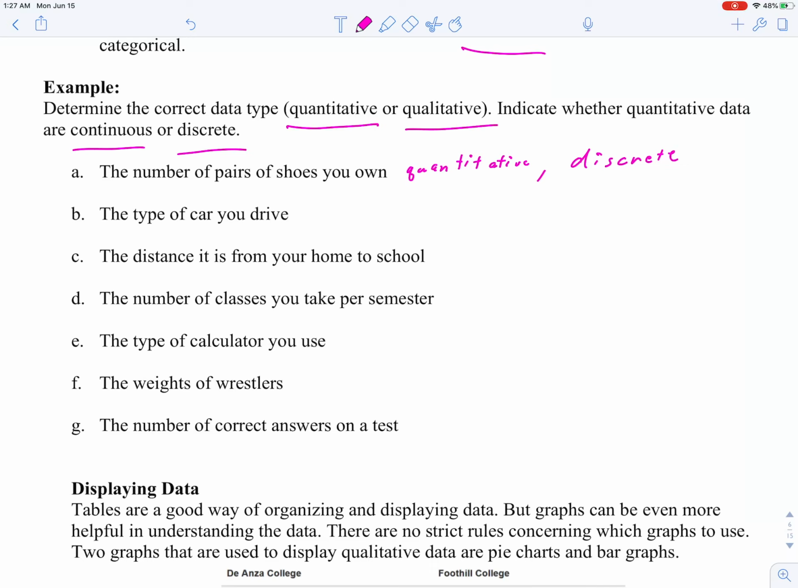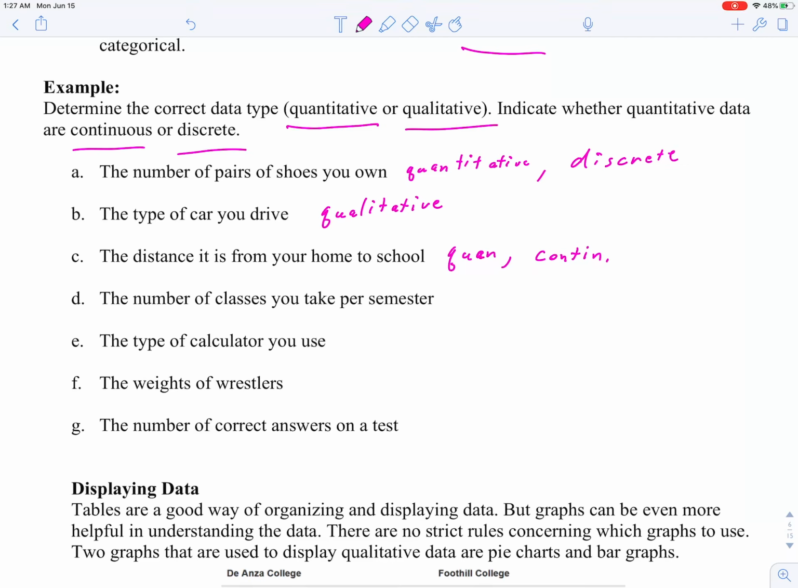All right, B, the type of car you drive. So that's definitely non-numerical. So that's qualitative. C, the distance it is from your home to school. So distance, that's definitely numerical. So quantitative, I'm going to abbreviate here, quantitative. And it's a distance, so a distance is something we can measure. So that's continuous. So quantitative, continuous.